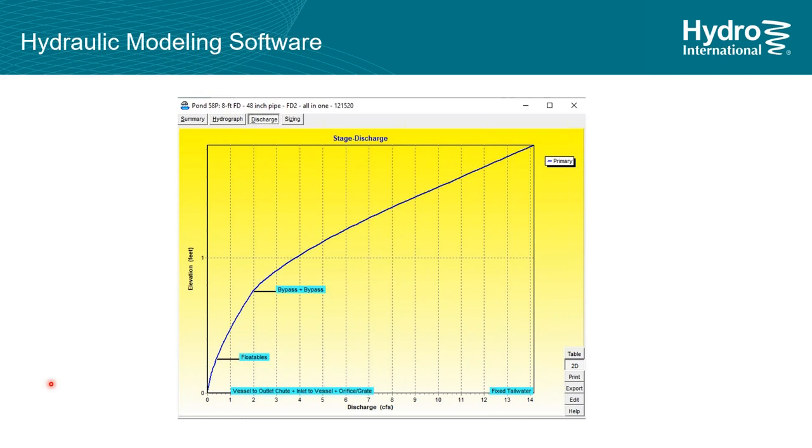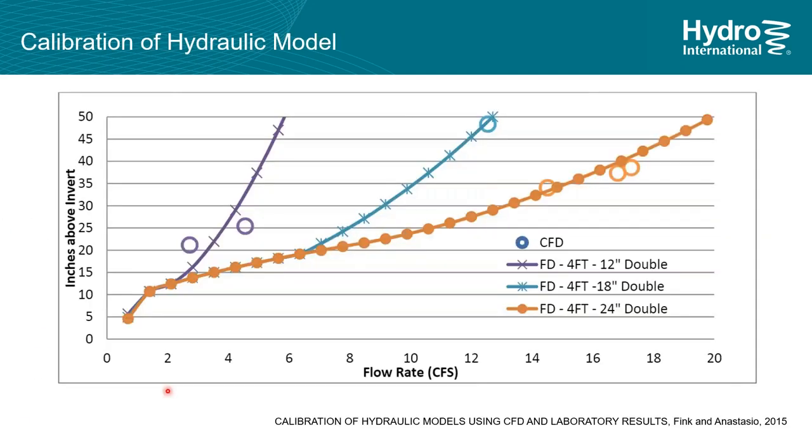But what's tricky about it is it's going to ask you things like, what is your coefficient of discharge, or what is your K value if you're talking about an orifice, or the loss of a pipe going in and out of a structure. So what do you do? At Hydro, what we do is we try to use a little bit of all of these things, and one informs the other.